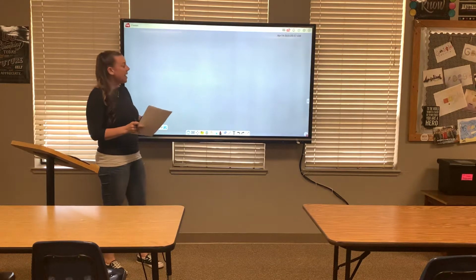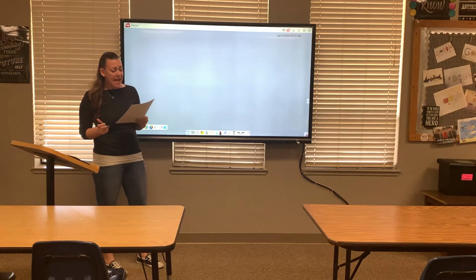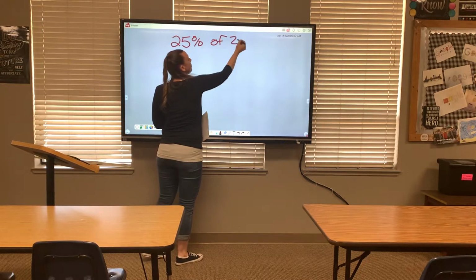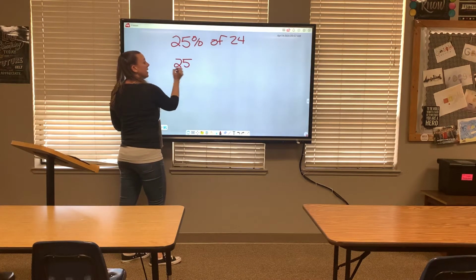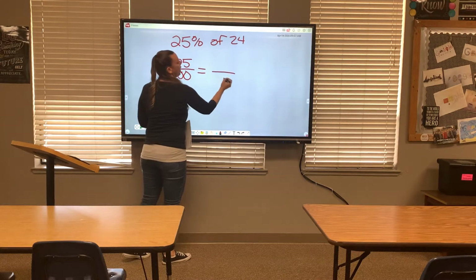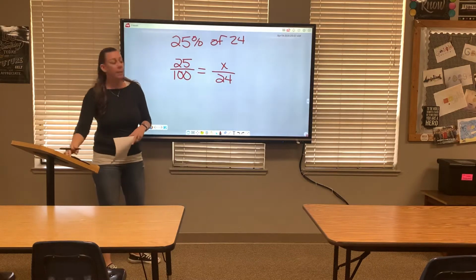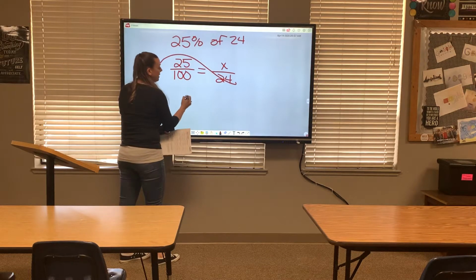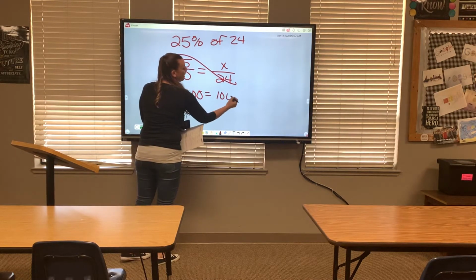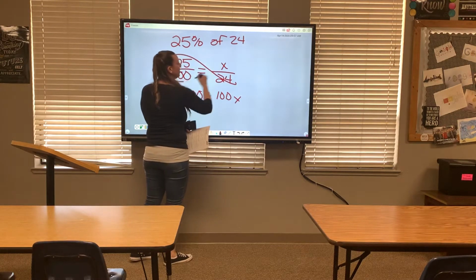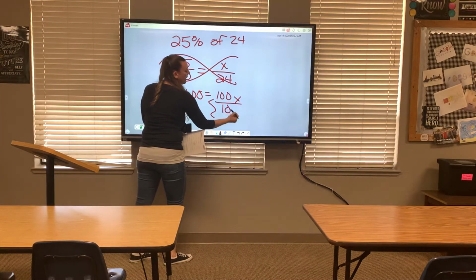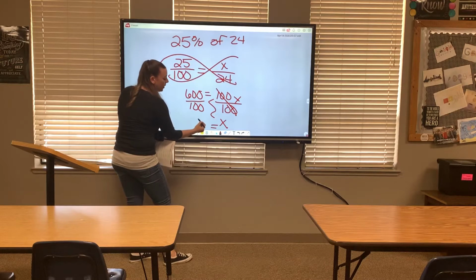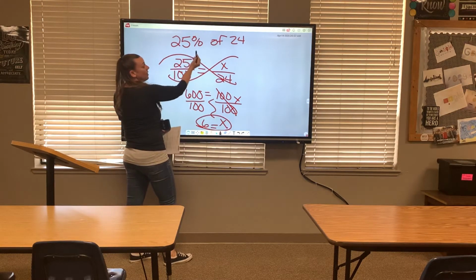So let's try one more, and then we'll be done with today's. Let's say 25% of 24. So 25% means per 100 of 24. So my x is going to go on top. Now I'm going to multiply across. 25 times 24 is going to give me 600. And that's going to equal 100x. Now I divide both sides by 100 to get the x by itself. And 600 divided by 100 is going to be 6. So what is 25% of 24? It is 6.